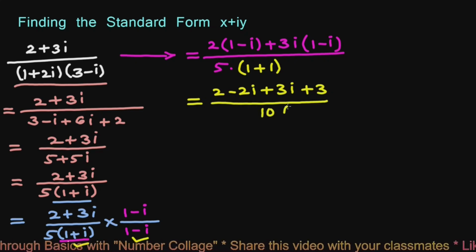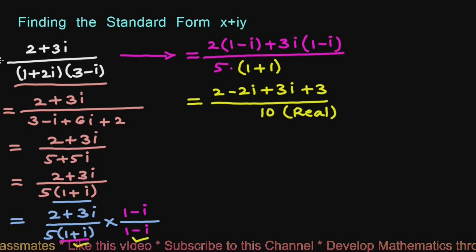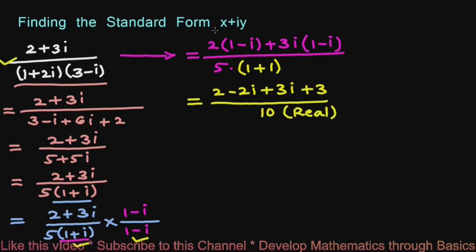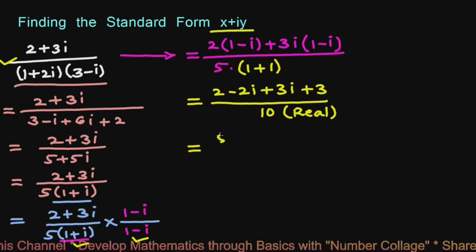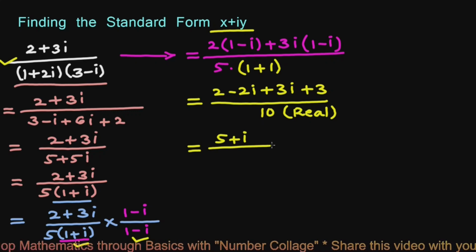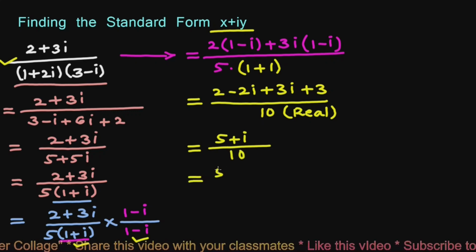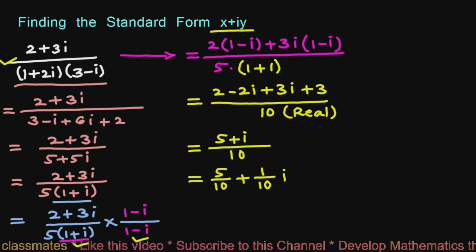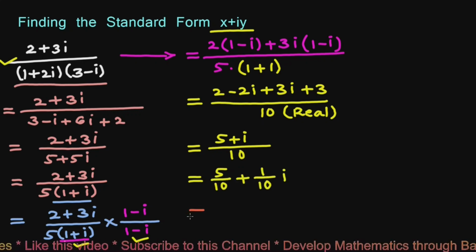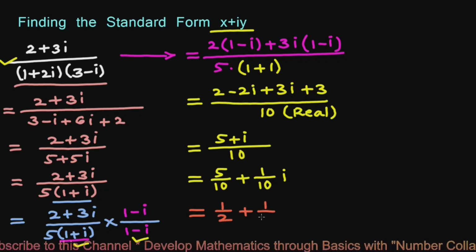Now here the denominator is real, therefore we can express this complex number in the standard form x plus iy. So next, (5 plus i) upon 10, that will be, after dividing separately, 5 upon 10 plus 1 upon 10 i. So the standard form will be 1 upon 2 plus 1 upon 10 i.